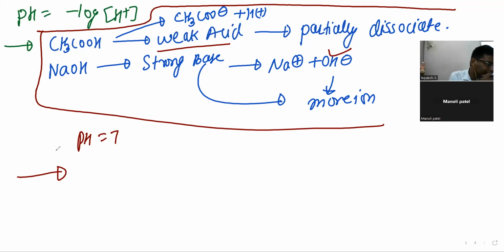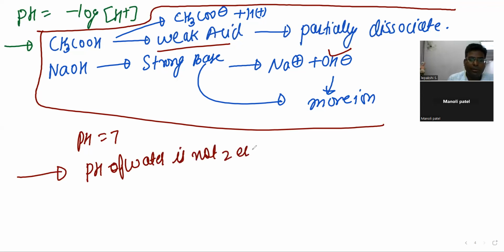Next point is that the pH of pure neutral water is not 0, right? The pH of water is not 0 because it is neutral. So pH will be almost equal to 7, right?